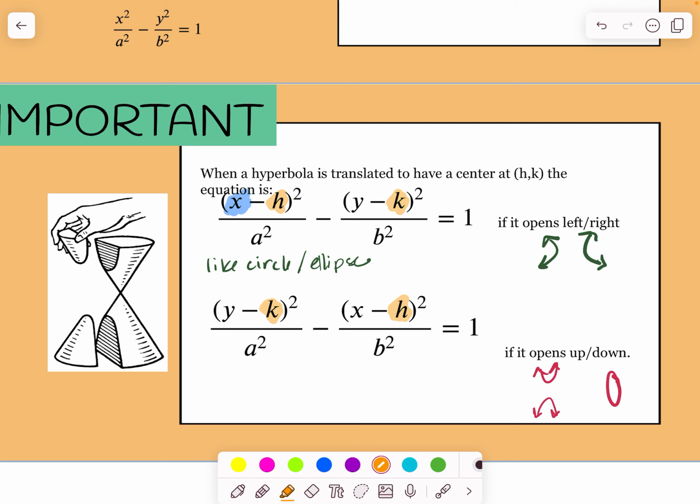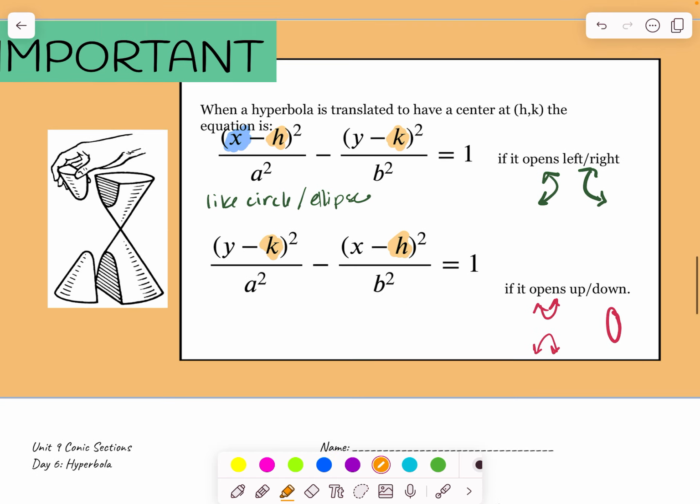So that's kind of the trippy part of this. It's going to trick you a little bit. So as we go through these, we'll have to remember: look for the x first, look for the y first. And that'll help us with the vertices and co-vertices.